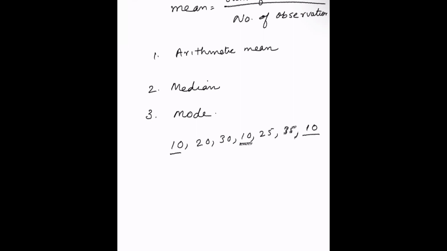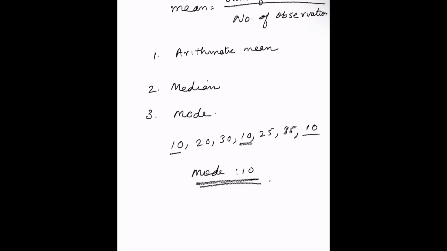Any other number repeated? No other numbers are repeated. So the number repeated the maximum number of times is considered as the mode of that distribution. It's going to be 10 here. Whichever observation has repeated the maximum number of times is going to be the mode. So all these three, mean, median, and mode, are used for calculating average.